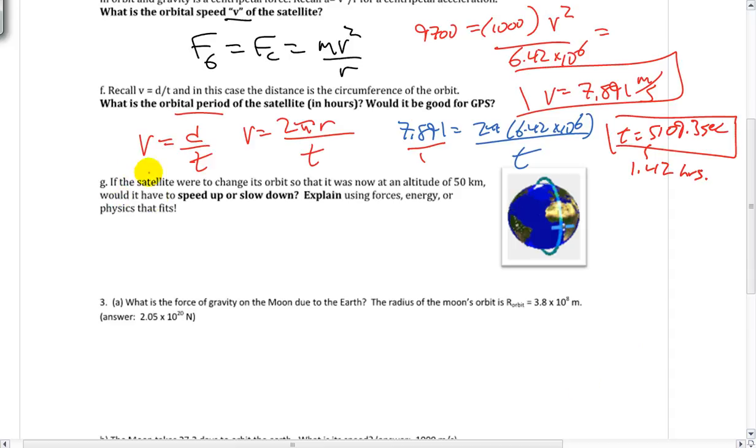Let's take a look at part G. If the satellite were to change its orbit so it was now at an altitude of 50 kilometers, would it have to speed up or slow down? Explain using forces, energy, or physics that fits.